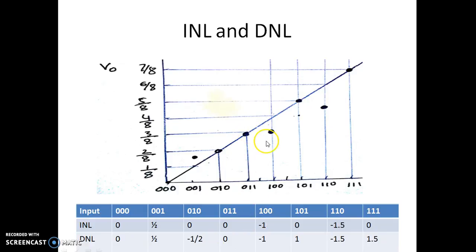For 100 input voltage, the output voltage would have been over here, but it is less by 1 LSB, so that's why for 100 DNL is minus 1.